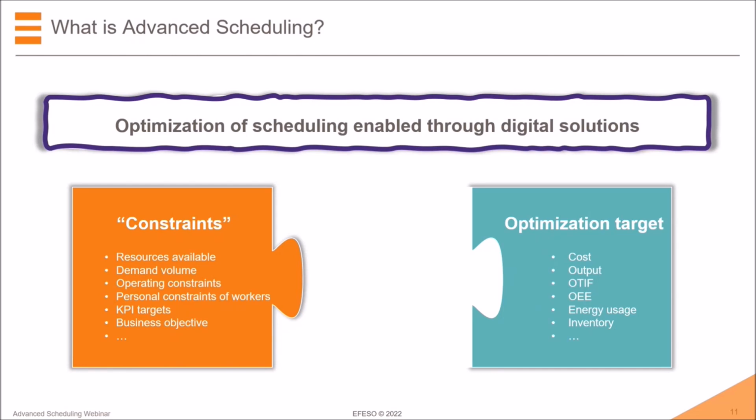We want to boost the OTIF. We want to have our machines always running at the highest OEE. Or even now with the energy crisis, we want to be smart with our energy usage and optimize that as much as possible. So these optimization targets, they're really the goal. What are we trying to improve? It can be one or it can be multiple. Now, as a scheduler, you're trying to find a schedule that fits all the constraints on the one side and then has the optimal for your goal.